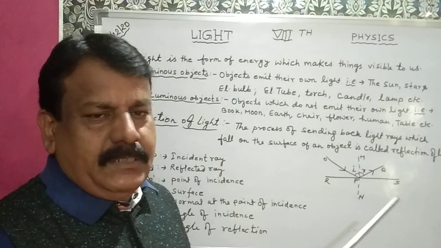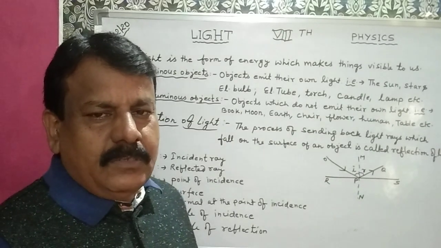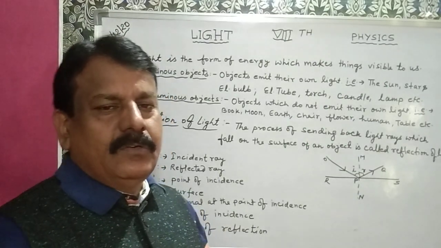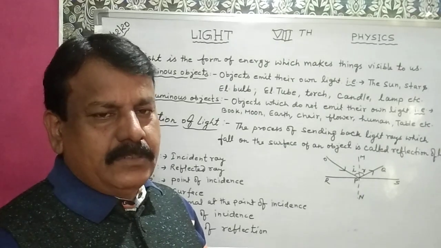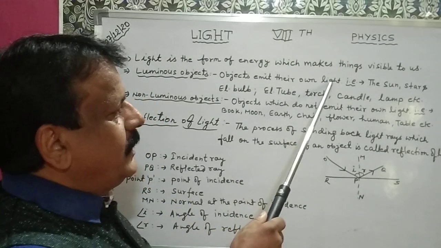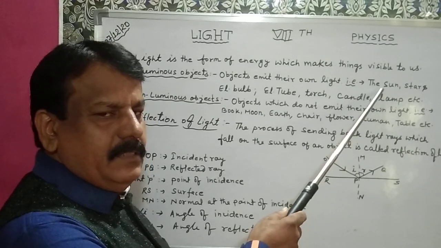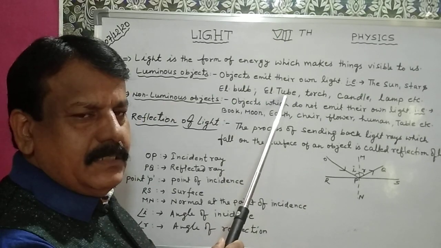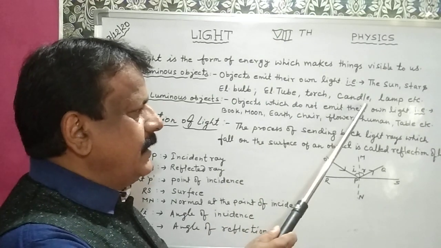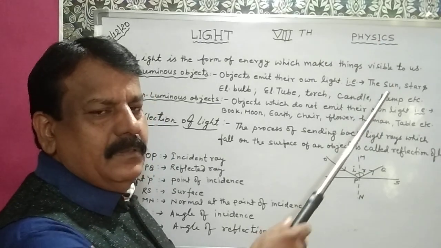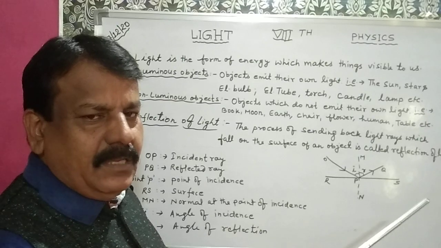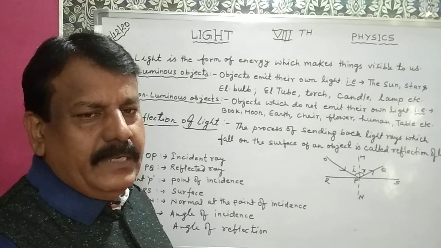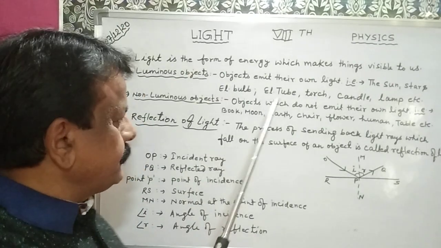There are two types of objects: luminous objects and non-luminous objects. Objects that produce or emit their own light are luminous objects. Examples we know are the sun, stars, electric bulb, electric tube, torch, candle, lamp, lantern, etc. These objects emit their own light, so they are known as luminous objects.